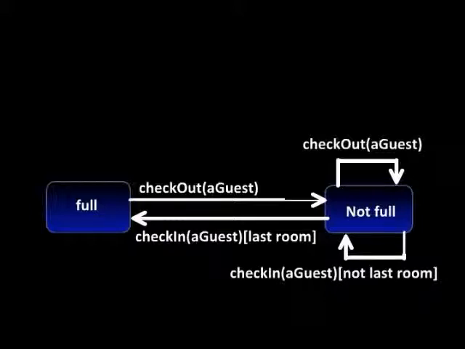The figure contains two instances of a special kind of transition, known as a self-transition, that originates in one state and returns to the same state. From the perspective of checking in and checking out, the state machine in this figure is incomplete because it does not deal with the empty state. If every guest in the hotel checks out, the hotel is empty.